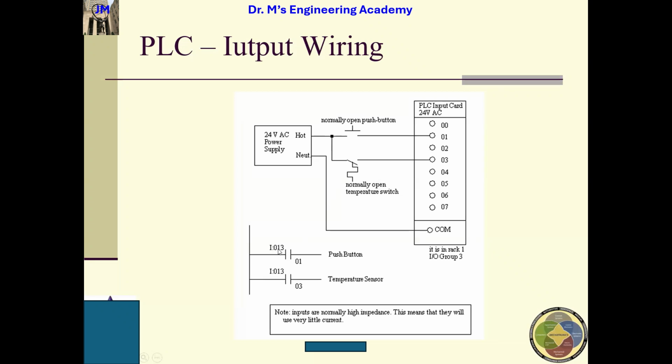Here is the address. You can see this push button is connected to 01, and this one is connected to 03. What is this I? This I is the slot. Which slot? This is the slot in rack 1 over 3. So this whole thing, this one plus this, is the exact bit of the push button.